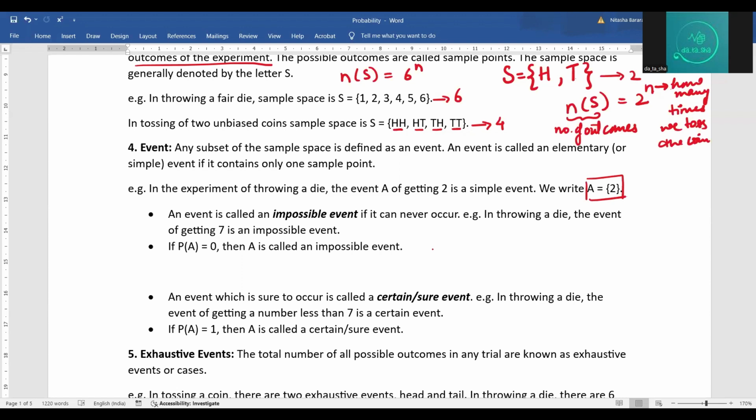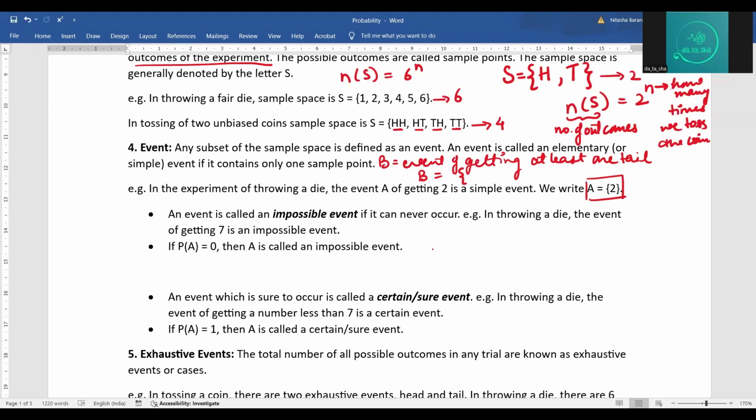Now, for example, I have these two unbiased coins. I am tossing them. This is my sample set. Now, the event of getting at least one tail, that's an event. If I take this to be B, then how many elements am I talking about?